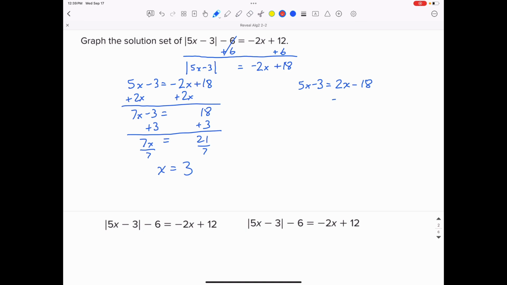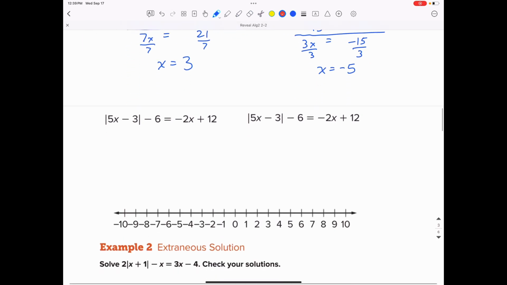On this one, that means I will subtract 2x from both sides. So that will be 3x minus 3 equal to negative 18. Add 3 to both sides. So 3x will equal negative 18 plus 3, which is negative 15. Divide by 3. And so potentially we have a solution over here of x equal to negative 5. But we won't know if those are actual solutions or not until we check the answers.